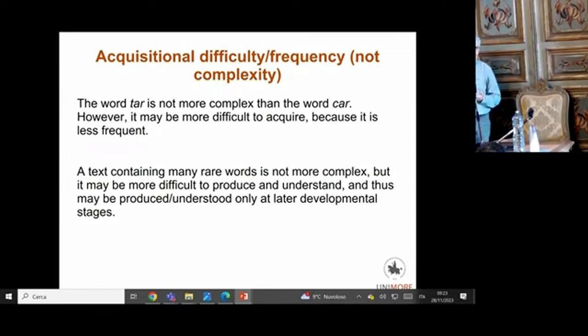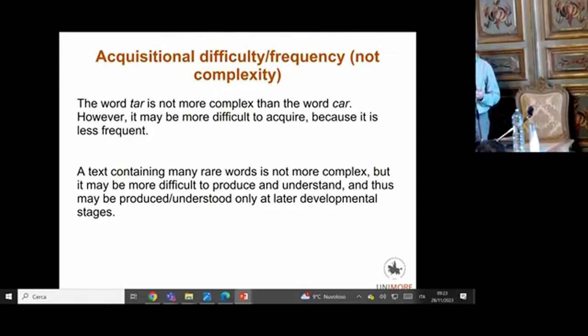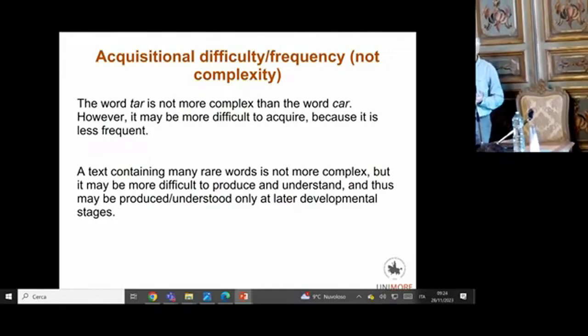But frequency in the input, okay, it's certainly an important factor for explaining why some structures are learned before others. So frequency is an important factor. Again, I'm proposing not to ascribe this to complexity, but rather to difficulty, to learning difficulty. So a rare word like tar is certainly more difficult to acquire because we don't encounter it in the input as frequently as car. But in terms of structural complexity, they are equally complex.